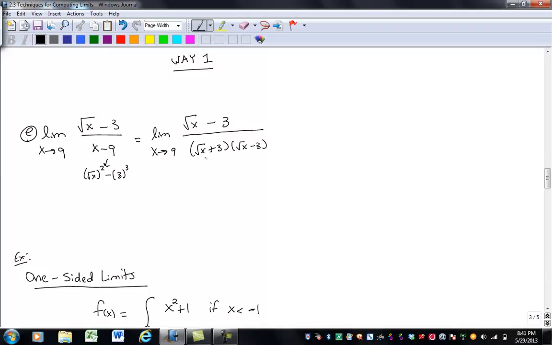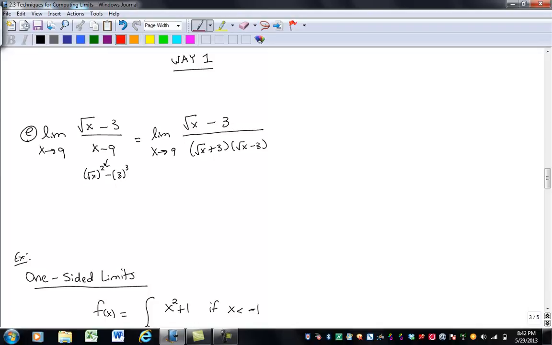Now, if you don't believe me, you can FOIL these two things together and see what you get. Square root of x times square root of x is x. I'll get a 3 root x and a negative 3 root x, which will add to 0. 3 and negative 3 will give me negative 9. A totally legal factoring. It's just weird to see. It's not usual to think of x as the square root of x squared.